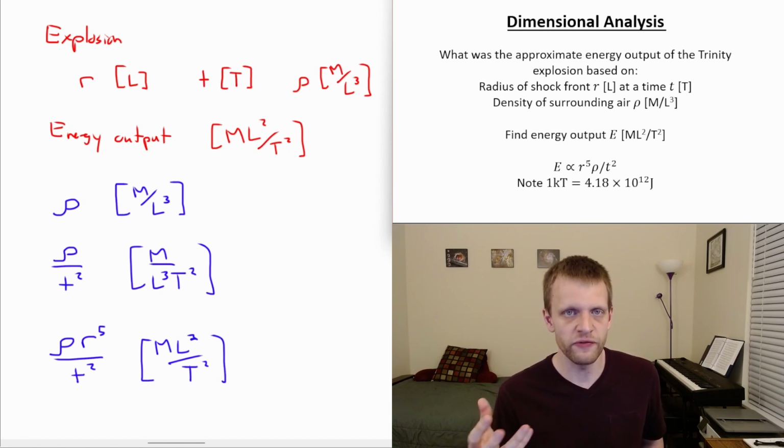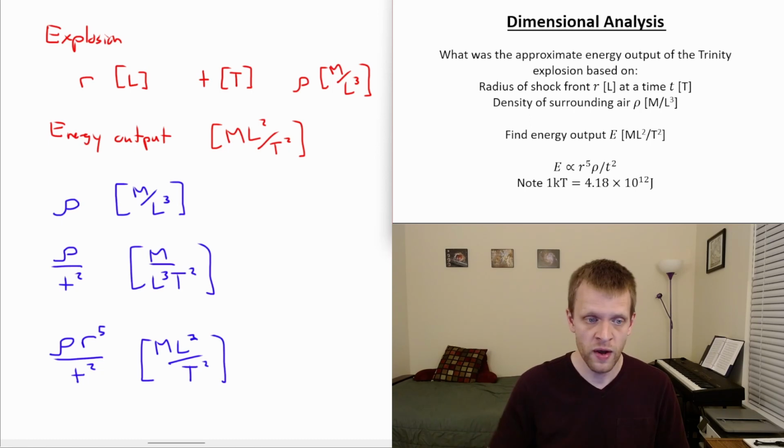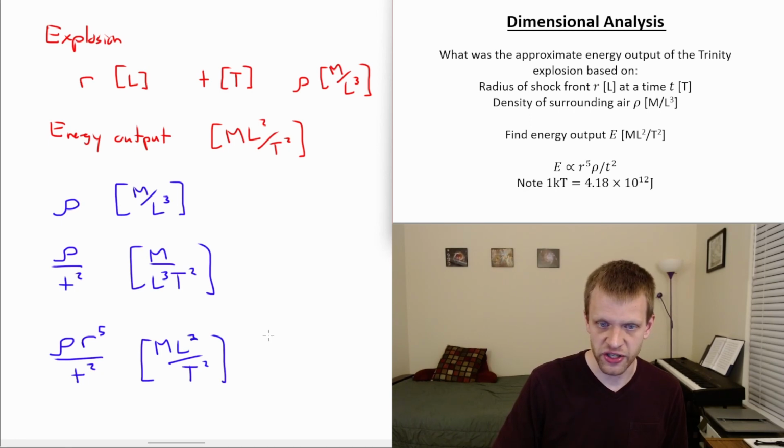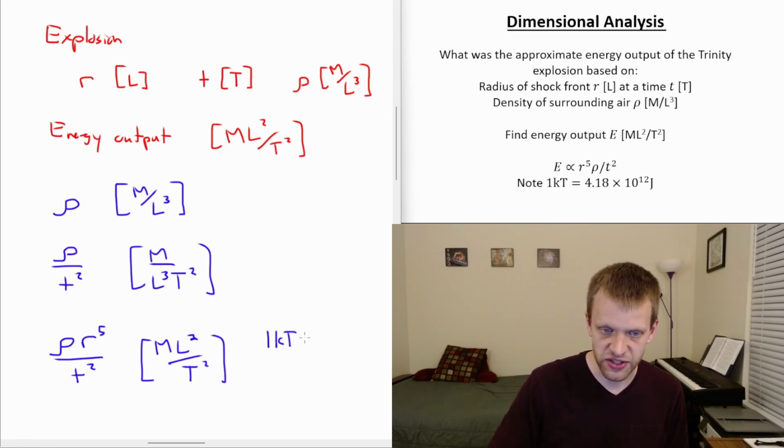Again, these are very, very approximate values, so we might be off by an order of a few, either above or below. But let's try and put this to the test with some actual data from images from the Trinity explosion. And just to make the comparison, nuclear weapons are often measured in energy outputs in kilotons. 1 kiloton is defined as around 4.18 times 10 to the 12 joules.